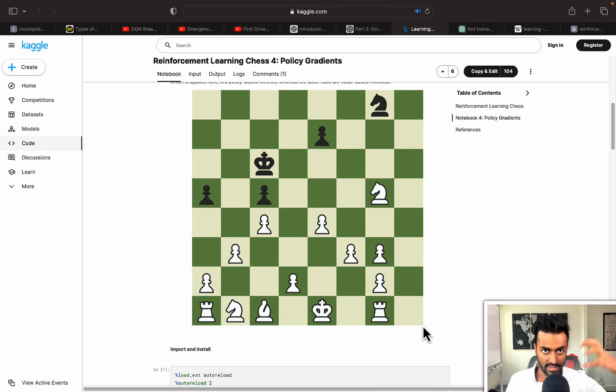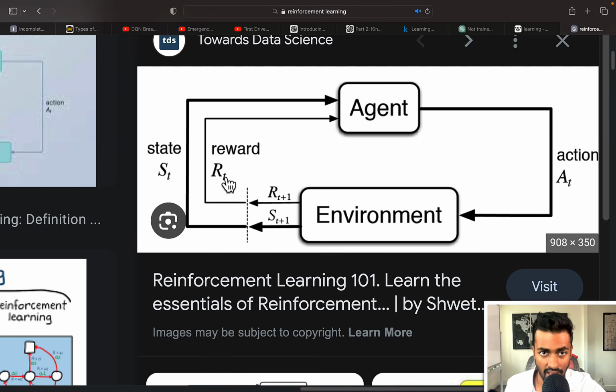So the agent at every stage has access to all information about the environment, and hence this is a fully observable environment. Next up, we have a reward. A reward is an immediate gratification or punishment that is received by the agent on performing some action.